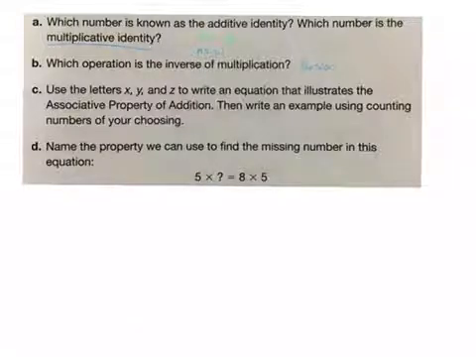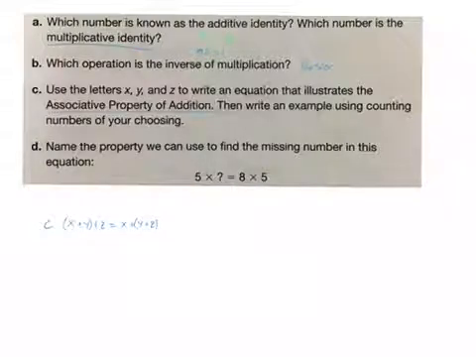Use the letters X, Y, and Z to write an equation that illustrates the associative property of addition. Then write an example using counting numbers of your choice. So I'm going to bring that down here. This is going to be part C. It says of addition, so I'm going to say X plus Y plus Z. Since it's the associative, I'm going to say those two are associating together. That's going to be the same thing as saying X plus Y plus Z, with those two associating together. So that's using the X, Y, and Z.